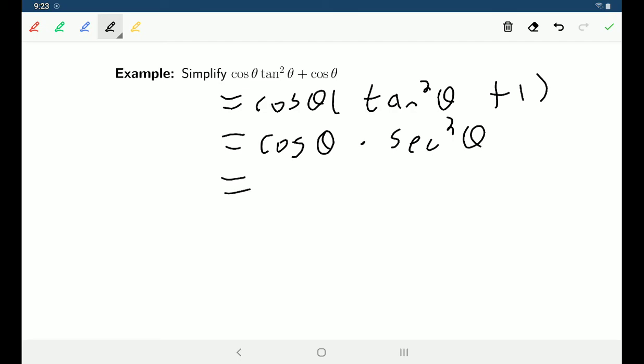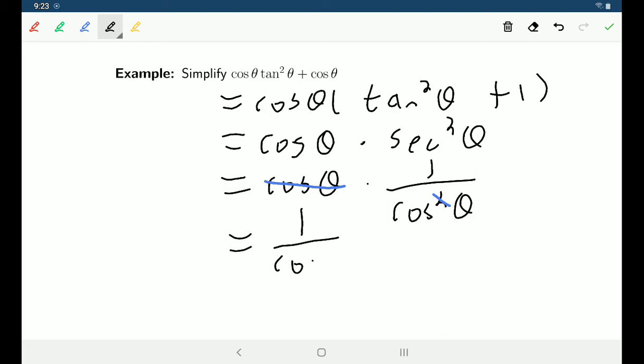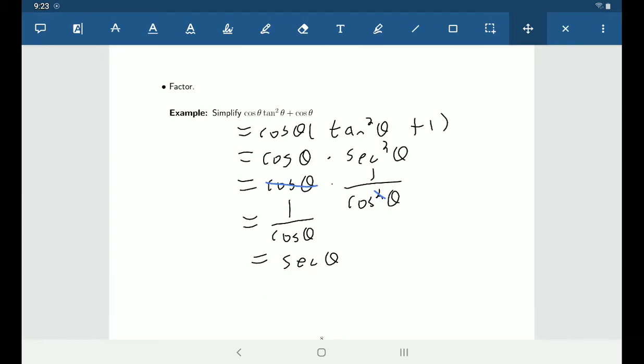And then I'm thinking secant and cosine, oh wait, those are reciprocals of each other, so why don't I turn secant into 1 over cosine? So secant squared is 1 over cosine squared. Oh wait, things are going to cancel now. I have a cosine in the numerator that can cancel with one of the cosines that's in the denominator. I'm left with 1 over cosine of theta. And 1 over cosine is the same thing as secant of theta. So this expression simplifies down to giving me just secant of theta.